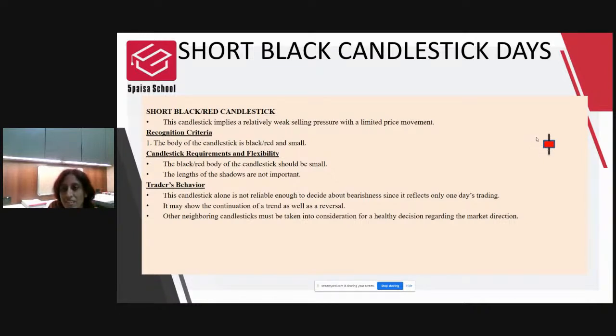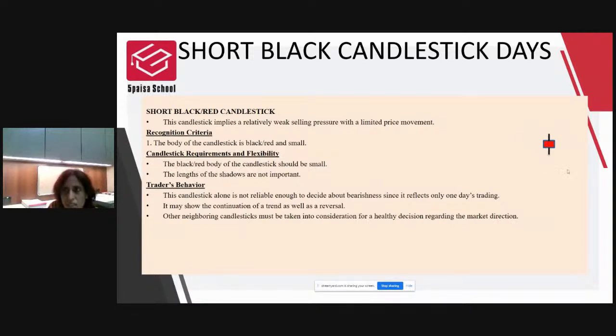Opening price is greater than the closing price. The opening price is here and the closing price is over here, right? Since the opening is higher than the closing price, it indicates that there is selling pressure existing in the market and there is a limited price. How will you recognize it? The body is small. Which body? The real body of this candle is relatively small.